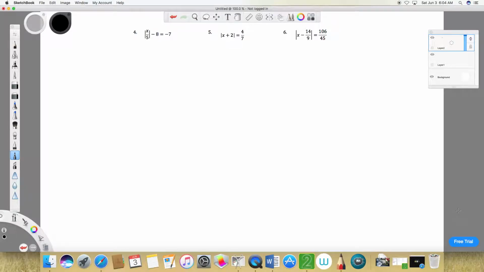Let's take a look at these three problems. They're all absolute value equations. In each problem, the first step we want to do is isolate the absolute value and then split it into two equations. So let's take a look here at number 4.